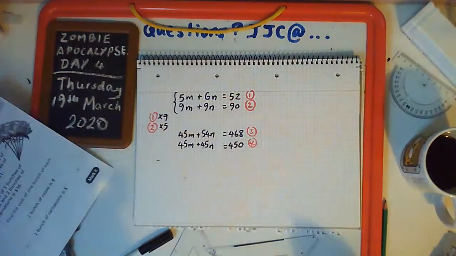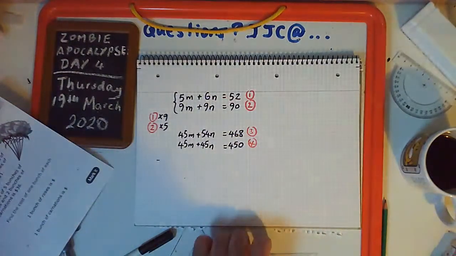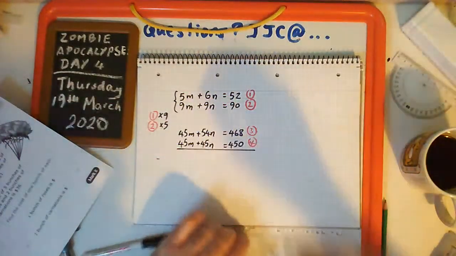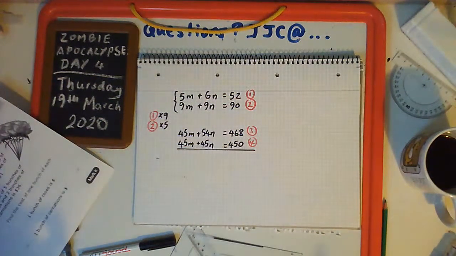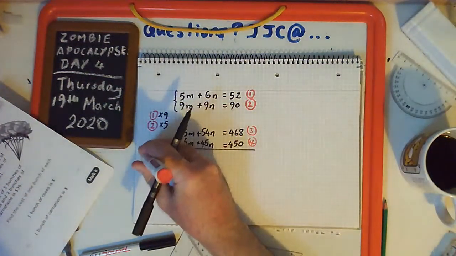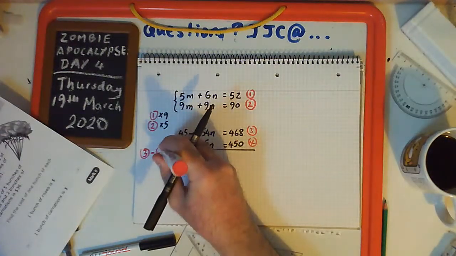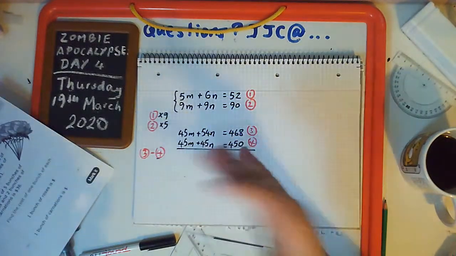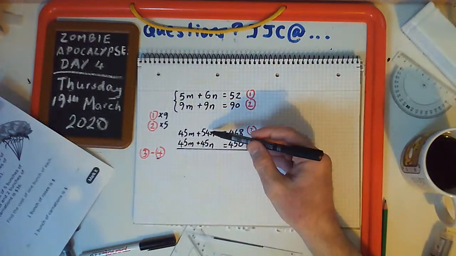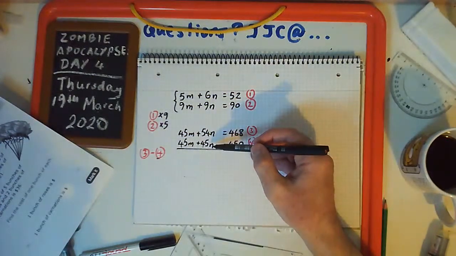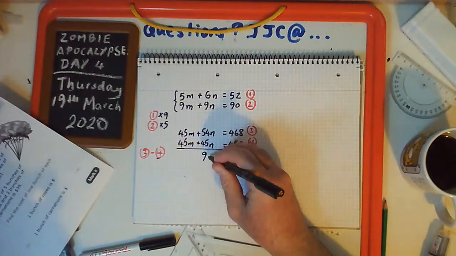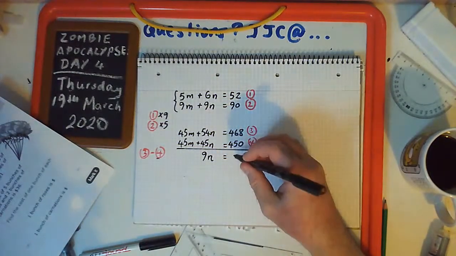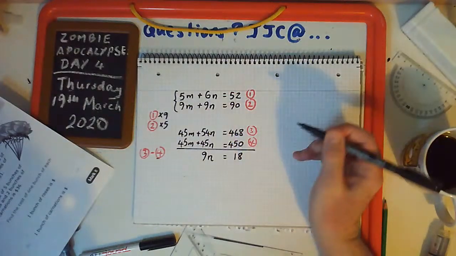Okay, so having done that, I've got the same amount of m in both equations. So if I do equation 3 minus equation 4, then 45m minus 45m disappears. 54n minus 45n gives you 9n's. And 468 minus 450 gives you 18.